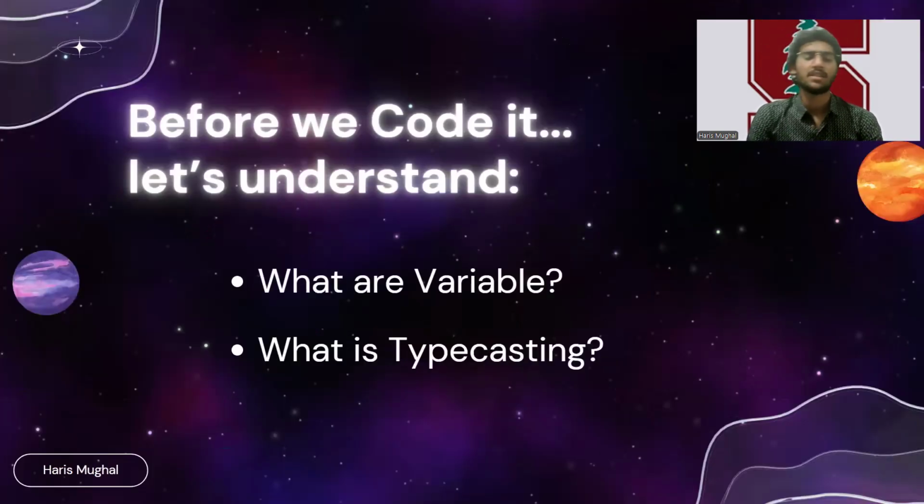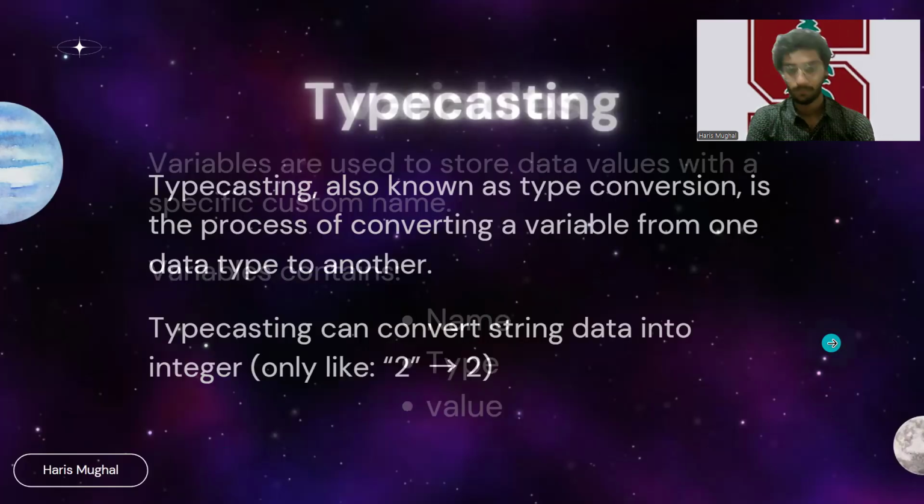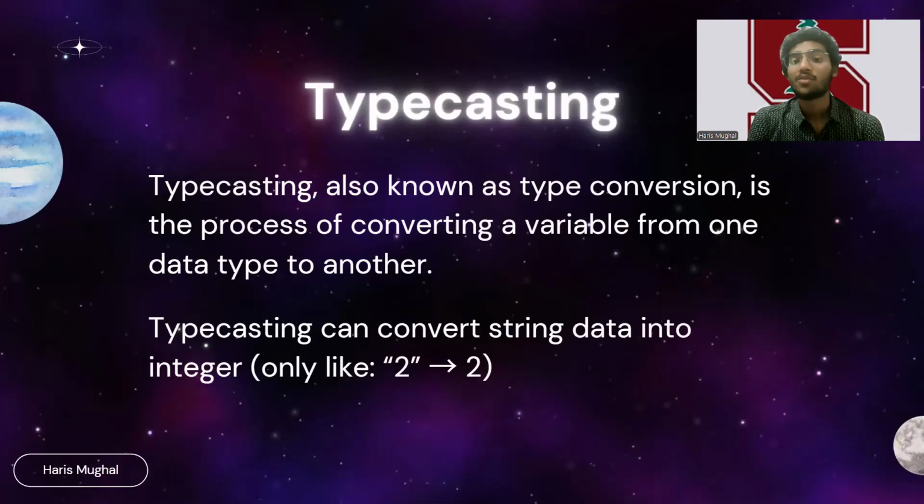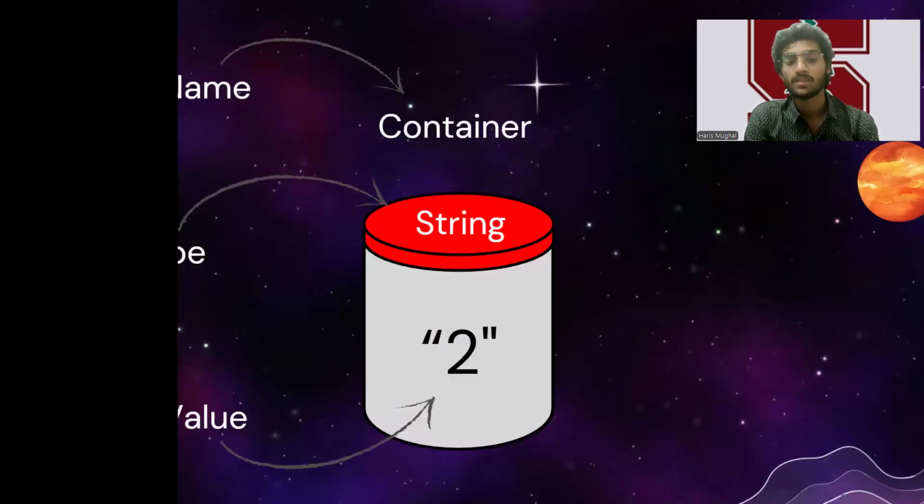So before code, let's understand what a variable is and what typecasting is. Variables are used to store data under a specific custom name, and contain a name, type, and value. And typecasting is also known as type conversion from one type to another type. Okay, so let's understand it with some visuals.